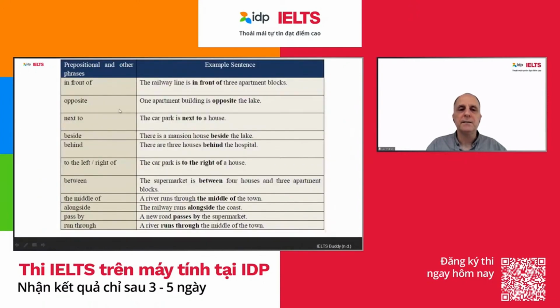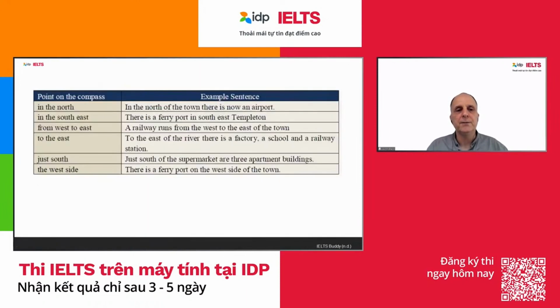There are obviously lots of these kind of phrases as well. Obviously, you won't be able to use all of them, but 1 or 2 of them would be very good. And likewise, mix these prepositional phrases with points on the compass as well, just to make sure that all your language is varied.